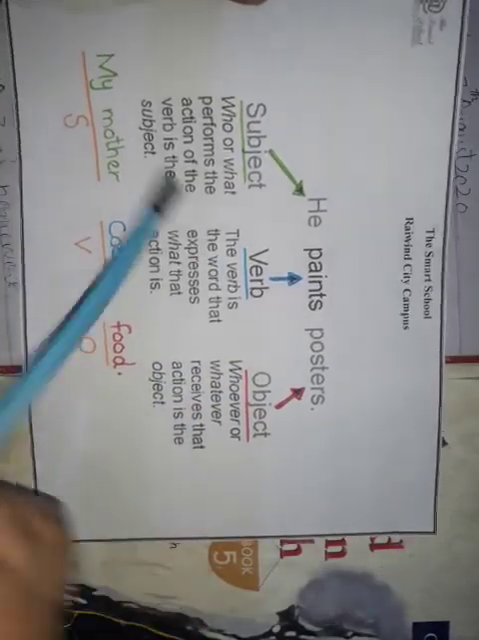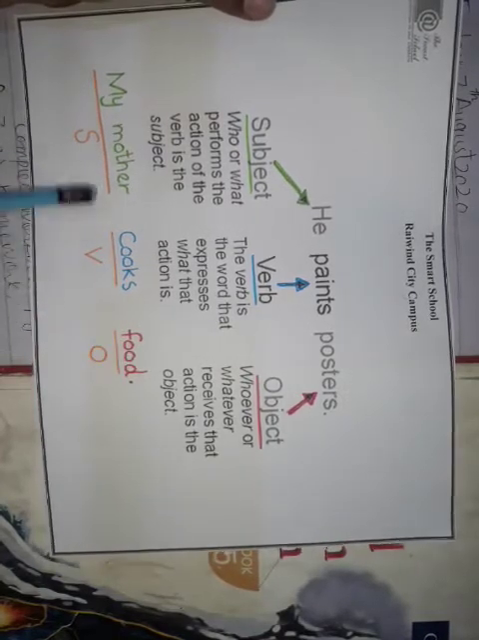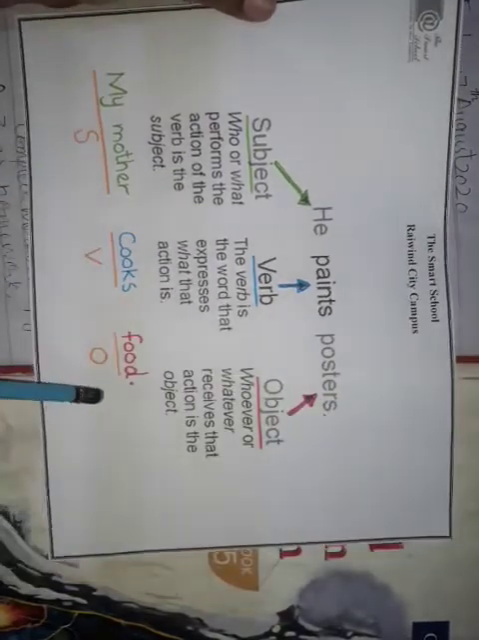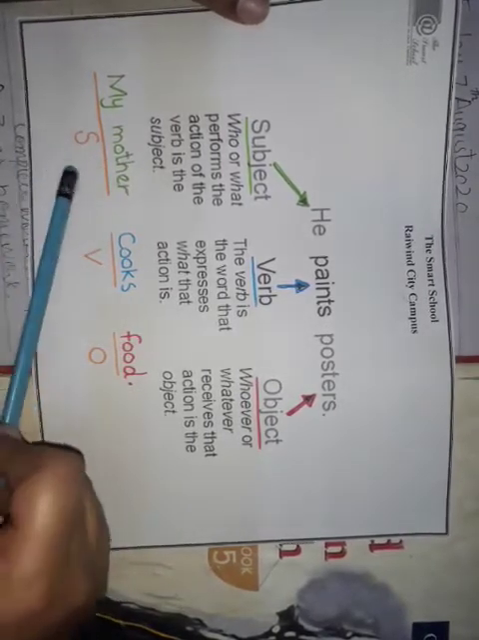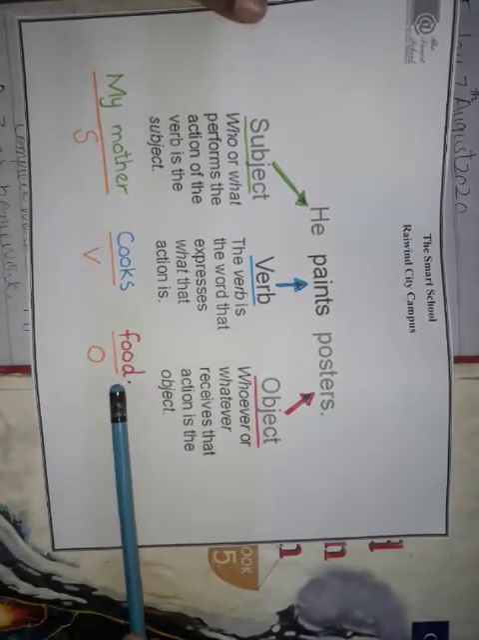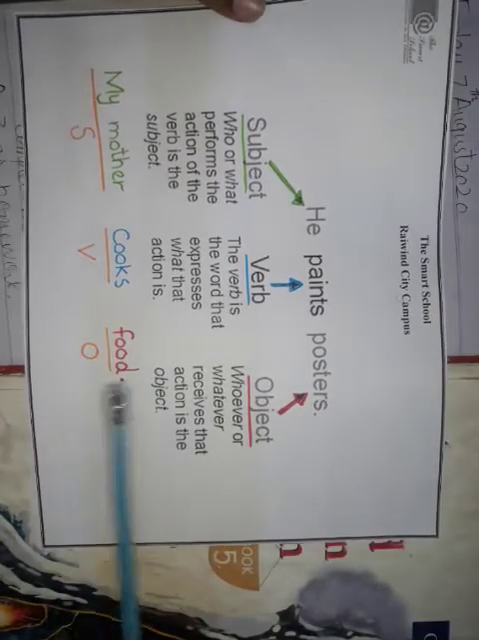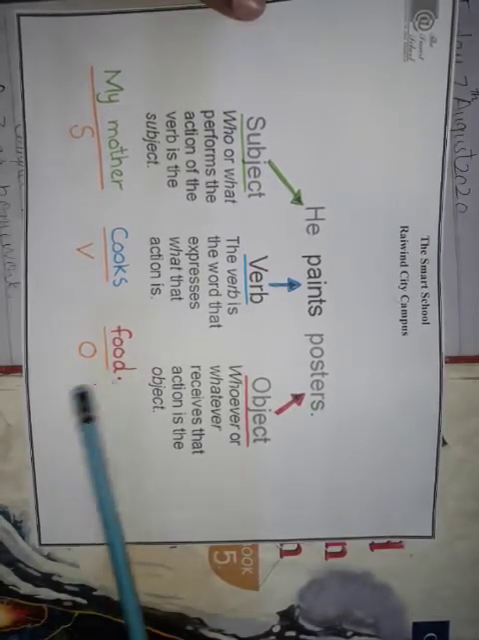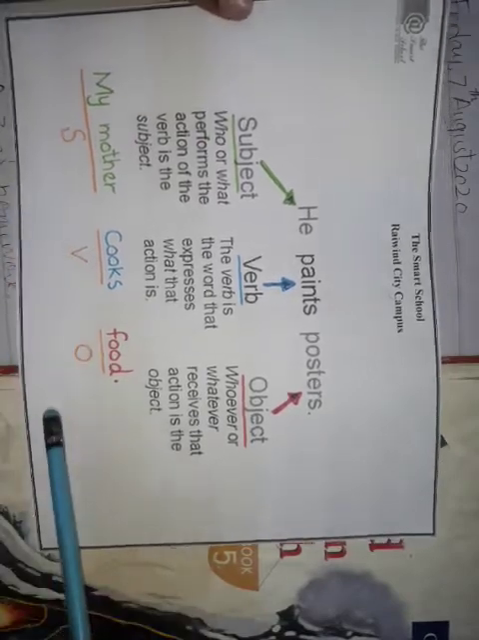Alright, let's take another example. My mother cooks food. We can split this sentence in three parts: subject, verb, object. That is SVO, right? My mother is the subject because she is the performer of the action. Cooks is the verb because it is a doing word, and food is a thing which receives some action. So it is our object, right? Object can be a person, it can be a thing. So this is basically SVO: subject, verb and object.